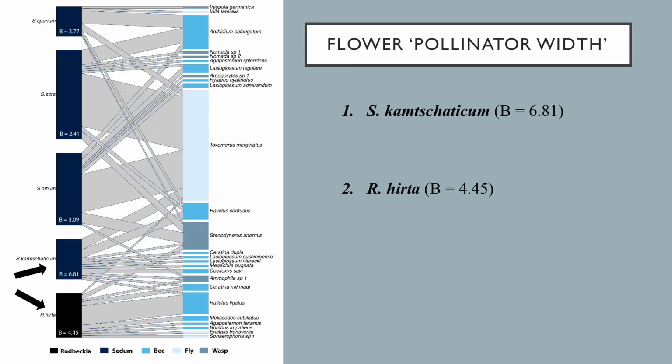Interestingly, one of the sedum species yielded the greatest measure of Levins' niche breadth, which again in our study measures the width of pollinators visiting our flower species, and that is Sedum kamtschaticum, which had a breadth of 6.81. Following this was Rudbeckia hirta, which had a breadth of 4.45.